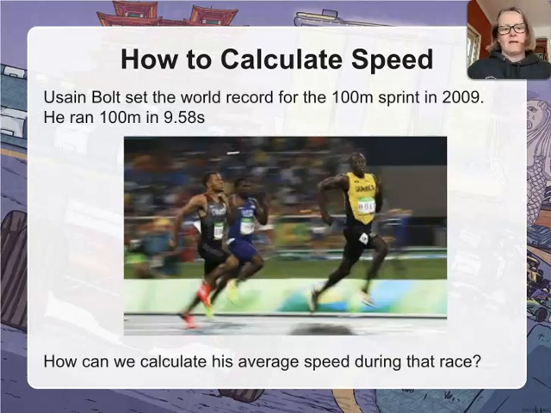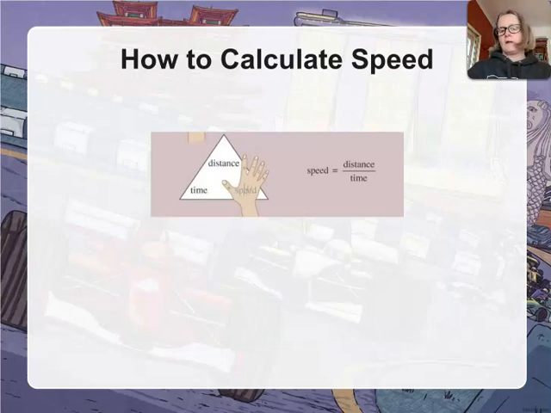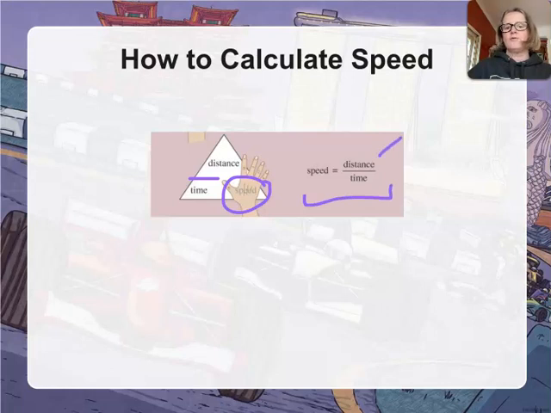Now, the way we calculate that is to use an equation which is speed equals distance divided by time. And you'll see in this little triangle, we can arrange those three words in a way that helps us to remember what to do with the numbers. So if we want to calculate speed, put your hand over the speed word in the triangle, and that leaves you with distance over time. And then you end up with the formula that speed equals distance over time. In other words, you divide the distance by the time, and that's how we can calculate speed.